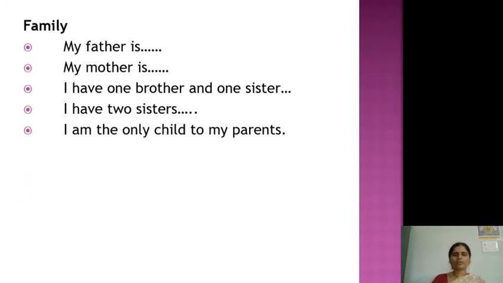When it comes to your family, when you're talking about your parents, if you're referring to the occupation of your father, you can say my father is a farmer, my father is a doctor, my father is a teacher. And about your mother, my mother is so and so. I have one brother and one sister. I have two sisters. I'm the only child to my parents. In such a way, we can use many expressions when you are trying to tell about your family.